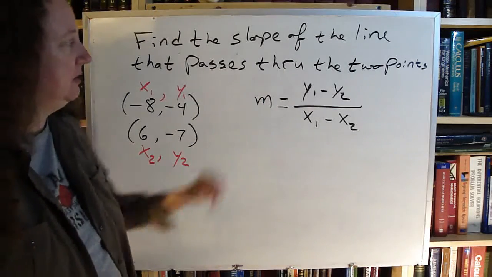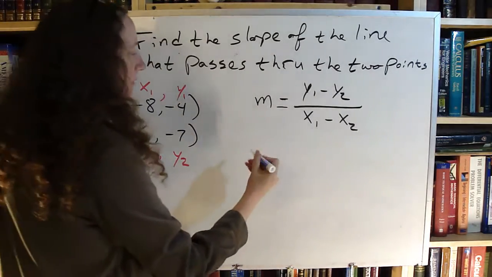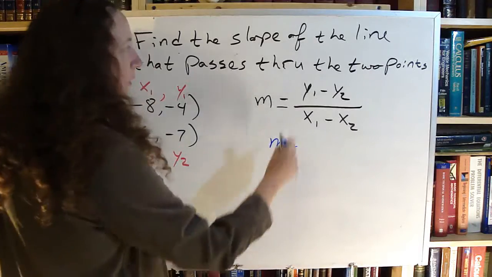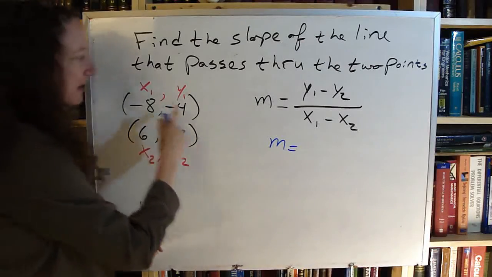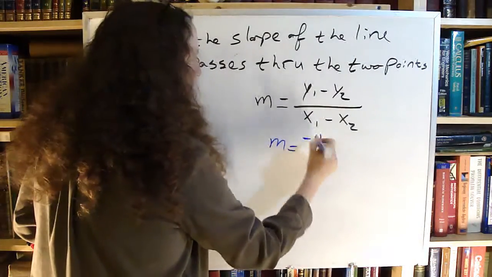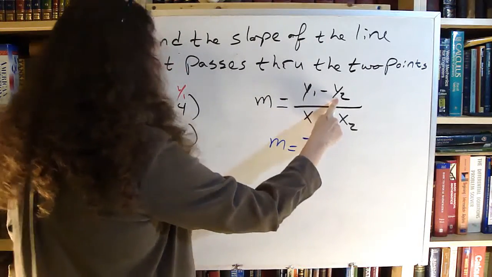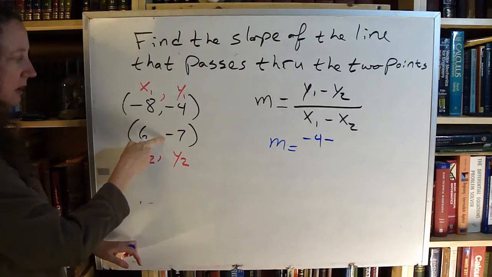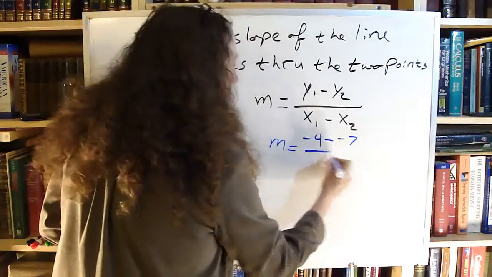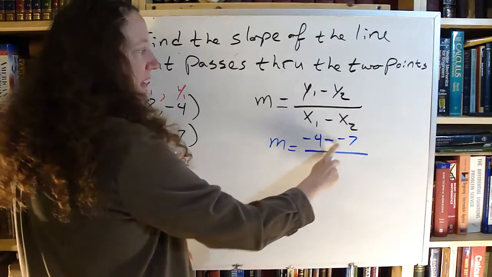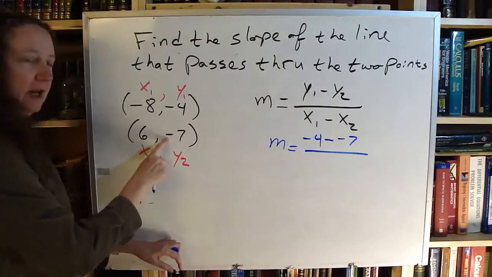Now I take my equation and I start working it out. m equals y1. Find my y1. I see it's negative 4. I write that down. Minus. Write down my minus sign. y2. Find my y2. I see it's negative 7. I write that down. Over. Notice that I have that double negative. The first one from the minus sign, the second one from the negative on the number here.